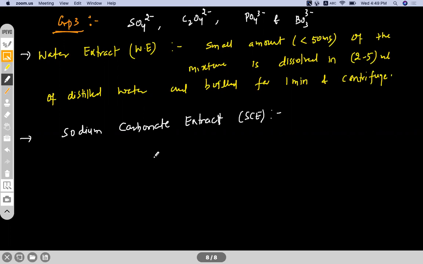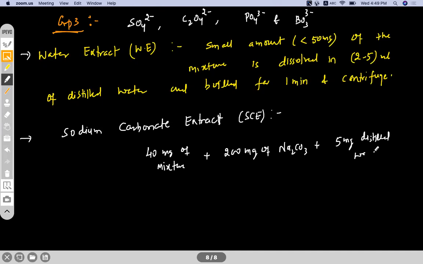I'll write down the composition. Suppose we have 40 milligram of mixture. In that we'll add around 200 milligram, I'm sorry, here also it is milligram, 200 milligram of Na2CO3, sodium carbonate, plus 5 milliliter of distilled water. Boiled for 5 minutes and centrifuge. We'll get the sodium carbonate extract.